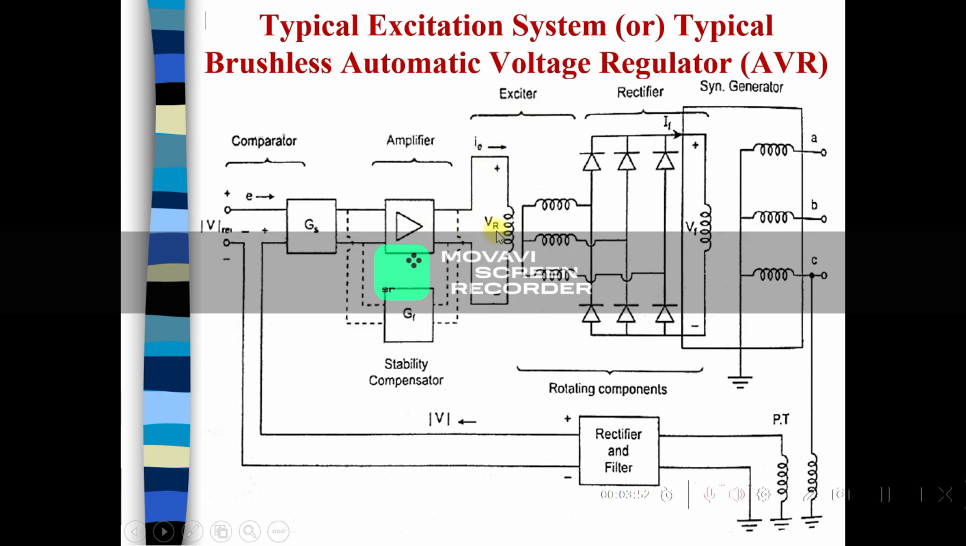That means here a DC supply is given for the exciter. This exciter is again connected to the rectifier. This rectifier converts AC into DC. The DC supply is finally given to the generator field windings. The generator output is connected to a potential transformer. The potential transformer and other devices are connected to the rectifier and the filter circuits.